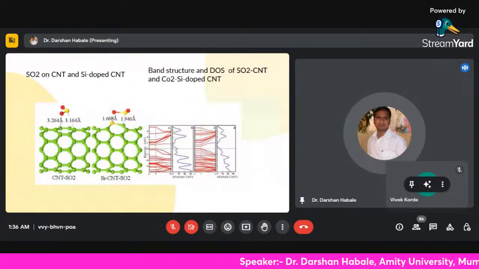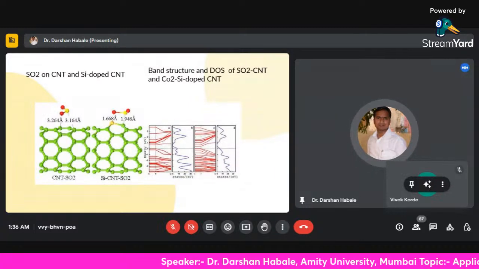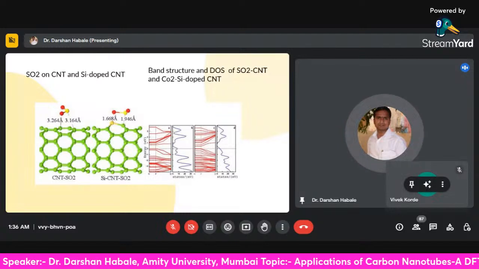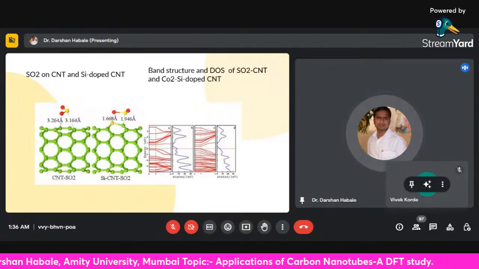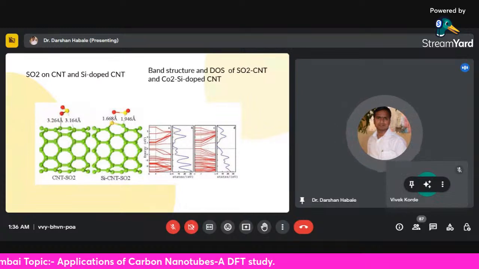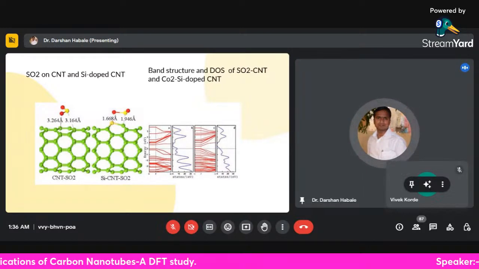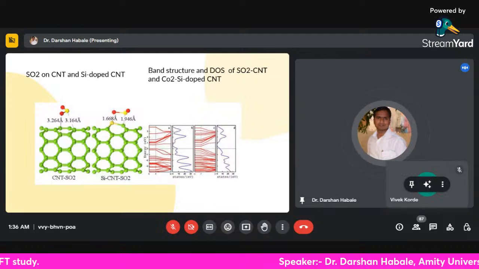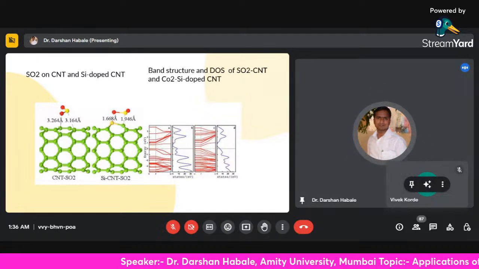Third one is SO2. This is again another toxic material. We try to adsorb it on pure CNT and then on the Si side of CNT. So again, you can check the bond length. And these are easily adsorbed, easily attached on this Si-CNT SO2. And there is a little bit of modification in the density of states after doping.